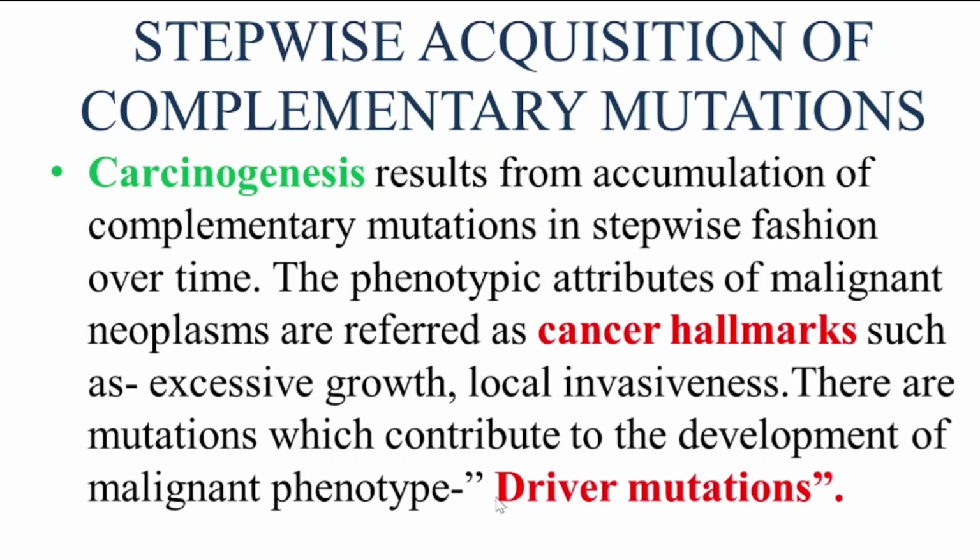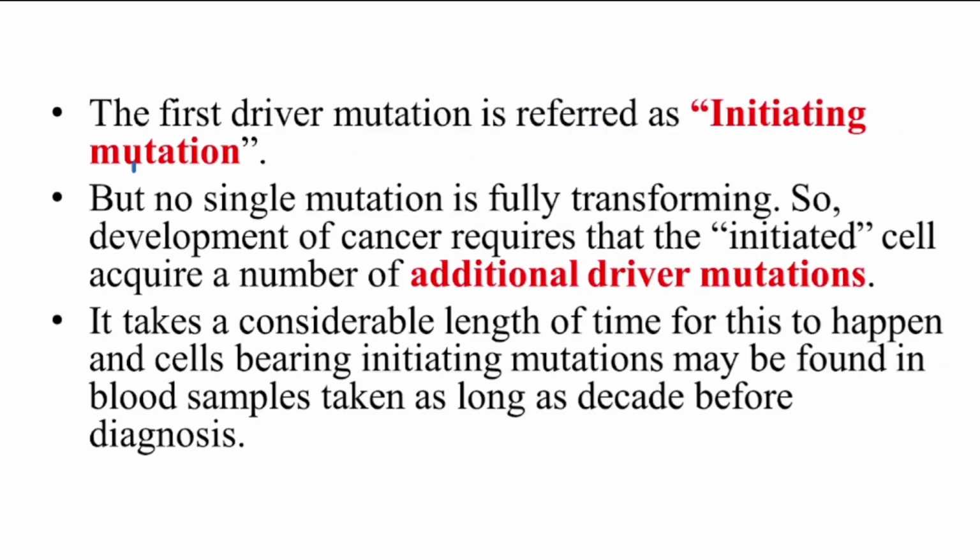So there are mutations which contribute to the development of the malignant phenotype, and these mutations are called driver mutations. The first driver mutation is called the initiating mutation. But can a single mutation fully transform a normal cell to a cancer cell? Students, the answer to this is no. No single mutation can be fully transforming. So development of cancer requires additional driver mutations, and it takes a considerable length of time for this to happen.